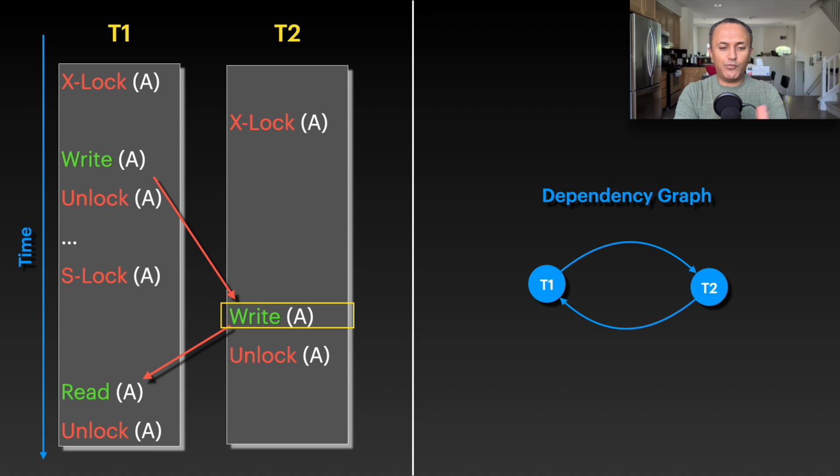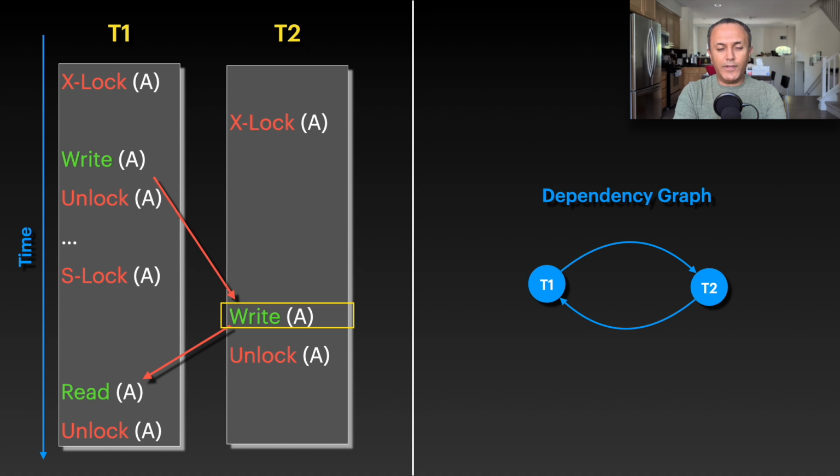The fact that this write operation got in there in the middle, between the first write and the second read, is what made this schedule unserializable. If this write happened, let's say, at the very beginning or at the very end, then we would not have a cycle in the dependency graph.